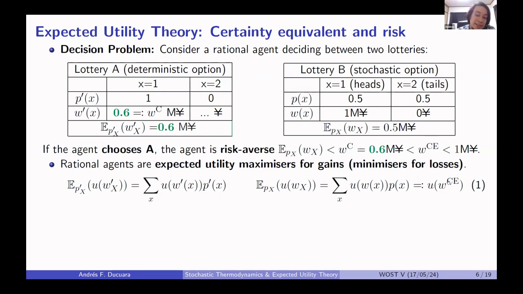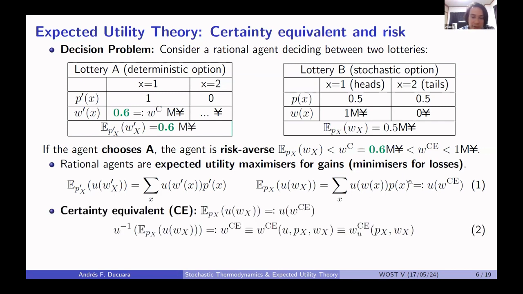So it is a certain amount of wealth such that for the player in question, it generates the same level of satisfaction or dissatisfaction as the stochastic option. So this is the definition of the certainty equivalent. I'm just rewriting this here.